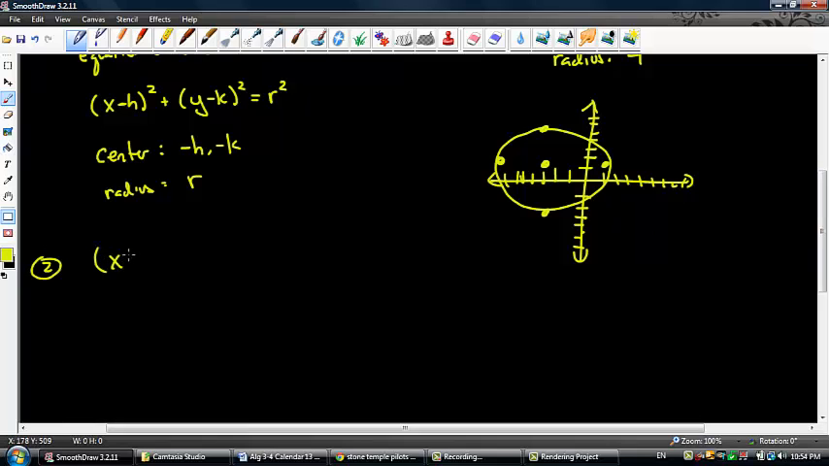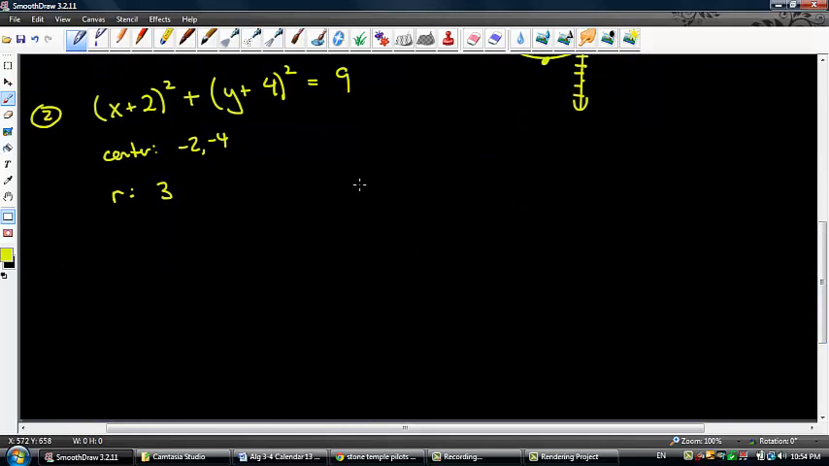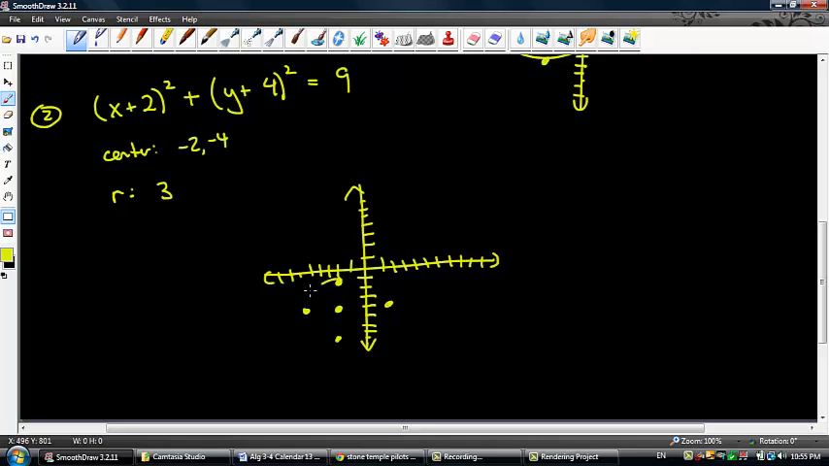Let's try another one. (x plus 2) squared plus (y plus 4) squared equals 9. So the center of this is going to be negative 2, negative 4, and the radius is going to be 3. Let's try this one out. How does this look? The center's at negative 2, negative 4, and then my radius is 3, which means I go up 1, 2, 3 from the center, out 1, 2, 3, and so on. And from here, I just connect them as best I can.